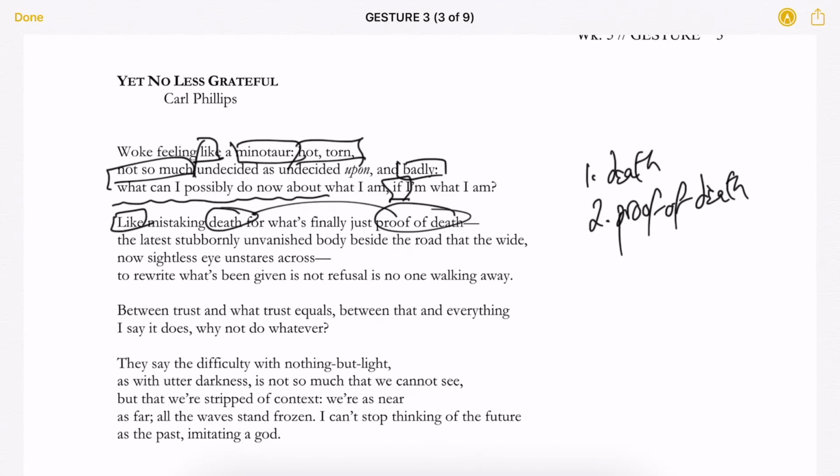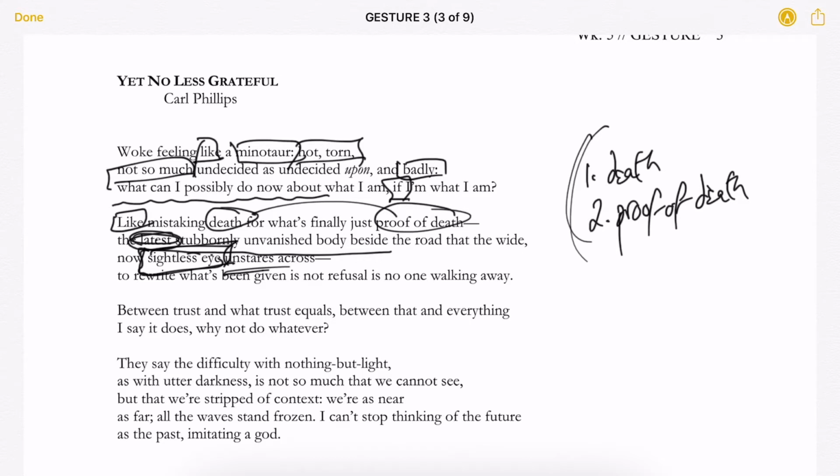And it situates that within a couple of things. Within temporality, the latest, so as to suggest that there are multiple stubbornly unvanished bodies. And then in regard to some being, the sightless eye suggests some figure that is a subject that is verbing. The sightless eye does what? It unstares across. And then it moves back into this comparison between two things, death or proof of death.